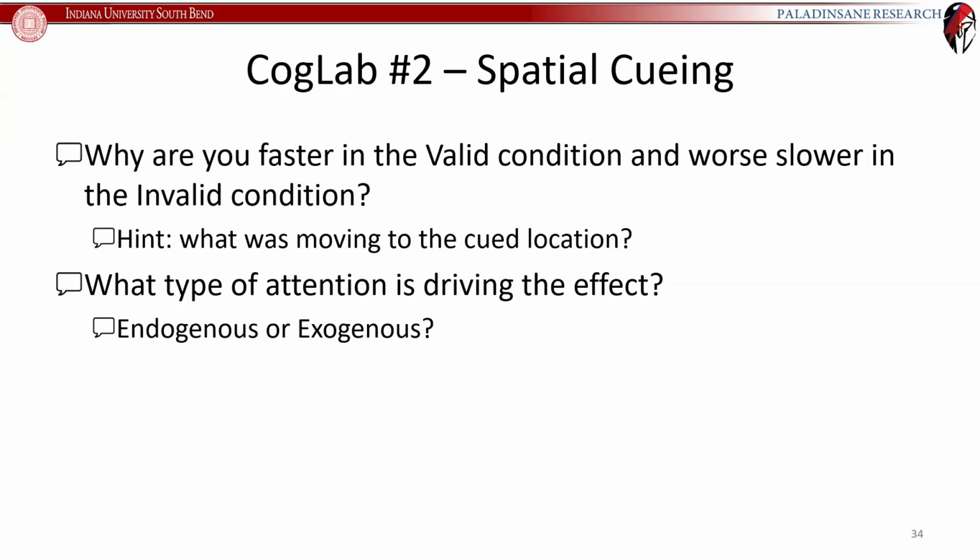Let's say that you didn't read the instructions to this cog lab and you had no idea what you were supposed to do. So you had no goal whatsoever. What part of the cog lab would be something that would just grab your attention on its own? The square. So the square that pops up, that's exogenous. The appearance of a red square is very salient. It's the only thing that's in color.